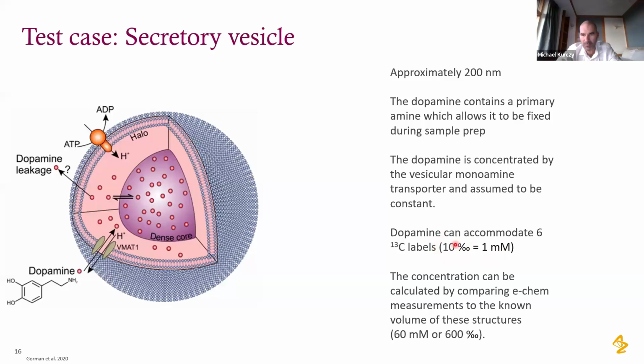And so 10 per mil equals 1 millimolar. And the concentration can be calculated by comparing electrochemical measurements to the known volume of these structures. So we expect a 600 per mil increase, which we'll show earlier. But that's the other very, very important part about this model, that we can actually measure the concentration inside of the cell beforehand.